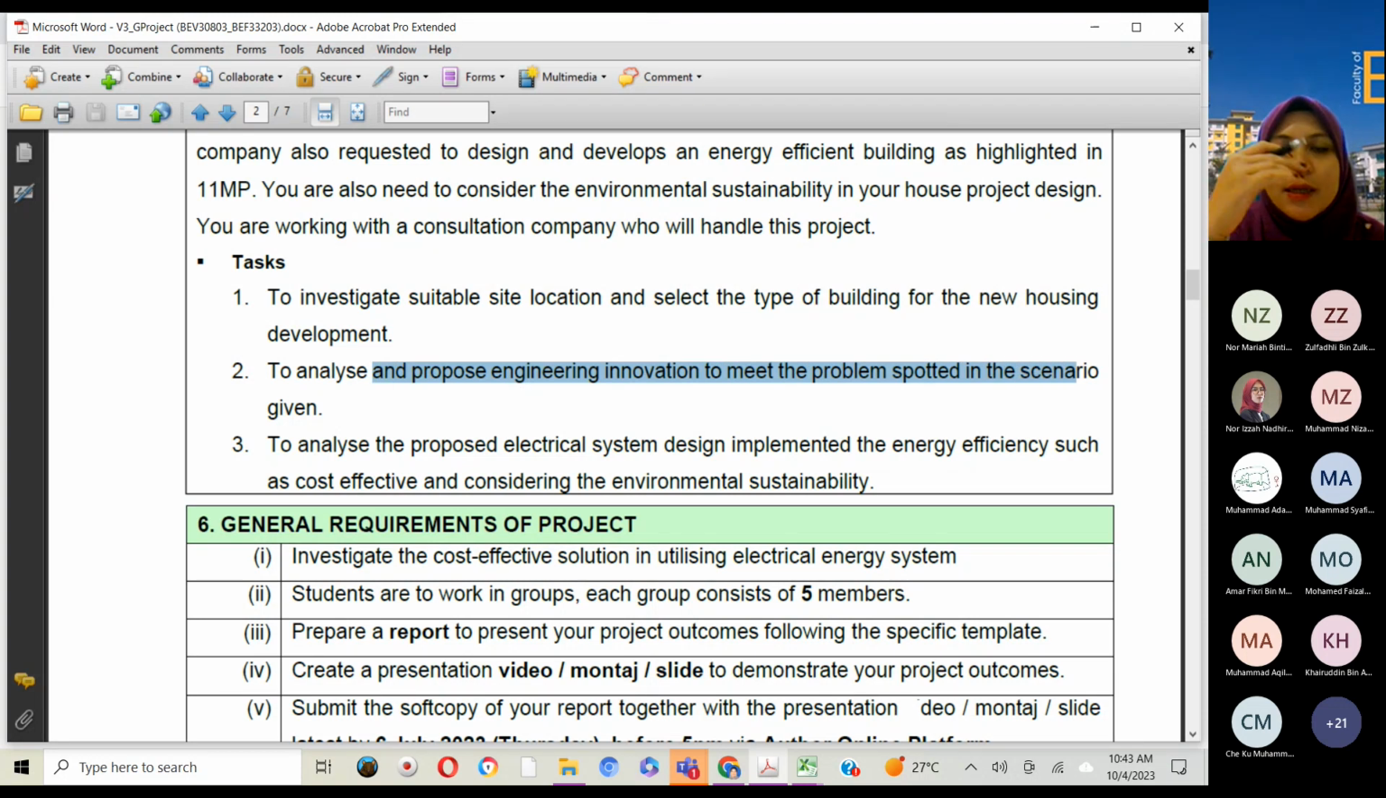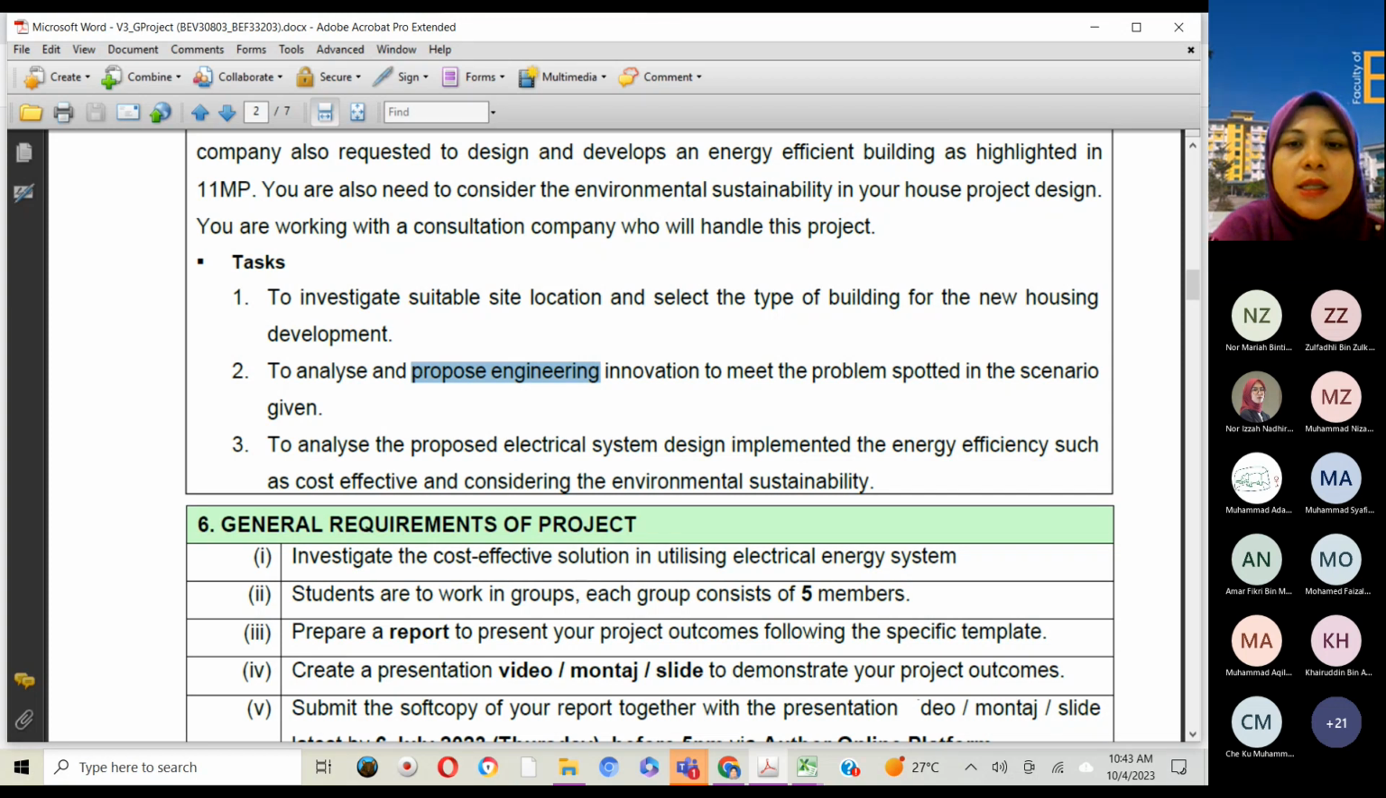As I said, you have to come up with the energy efficiency. So you have to come up with the electrical system design. From that, you can calculate the improved energy saving that you get from your proposed design. To analyze the proposed electrical system design implemented, consider the energy efficiency such as cost effectiveness and environmental sustainability. So the second one is you have to propose the electrical system design.